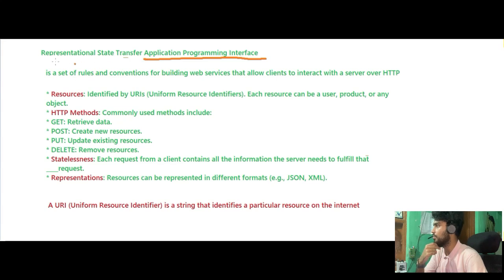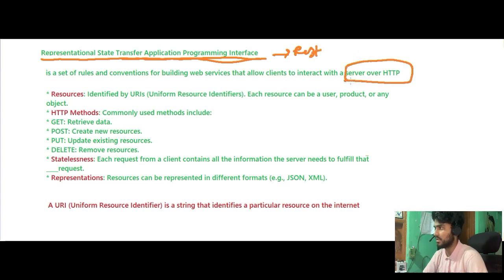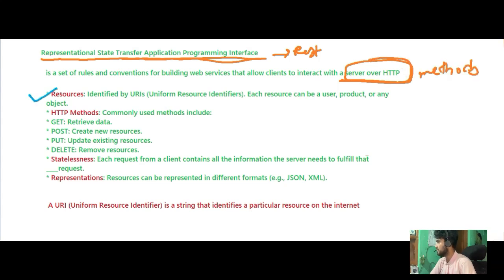Now let's understand what a REST API is. We understood what an API is. REST stands for representational state transfer, and REST API is a part of API. Generally, the REST API interacts with applications with the help of HTTP methods. You can see here the server over HTTP methods. Now we need to understand what a resource is, what HTTP methods are, what statelessness is, and what representations are.